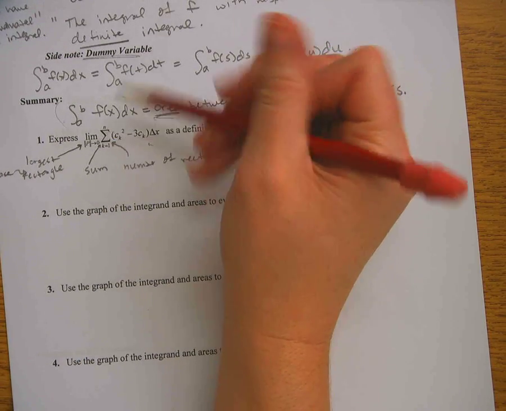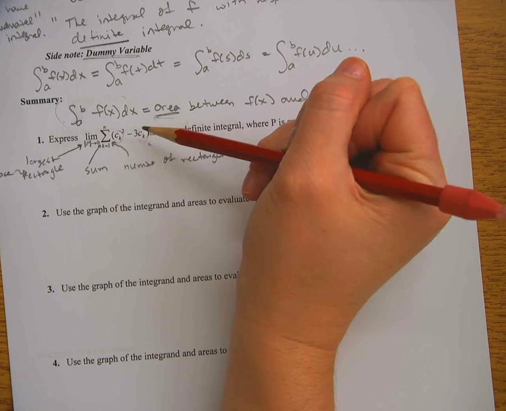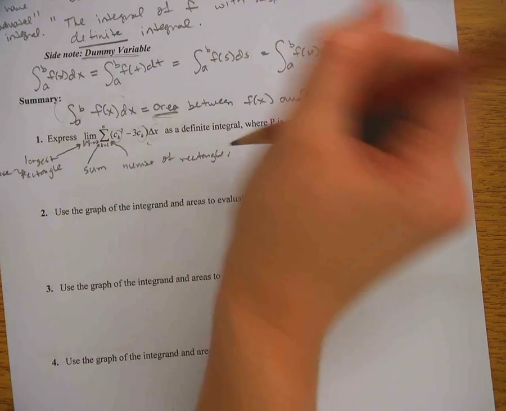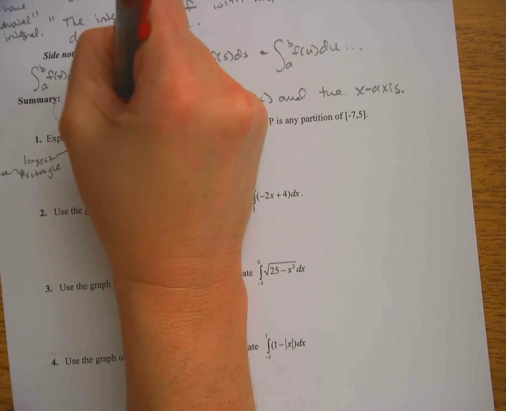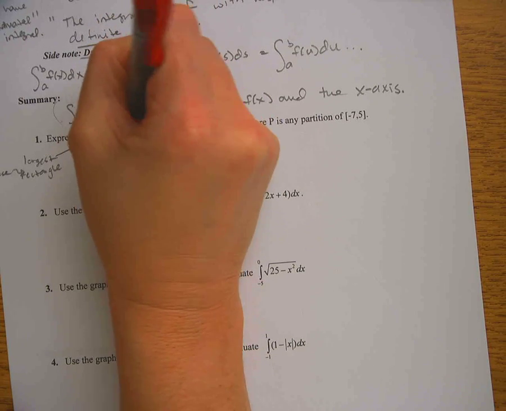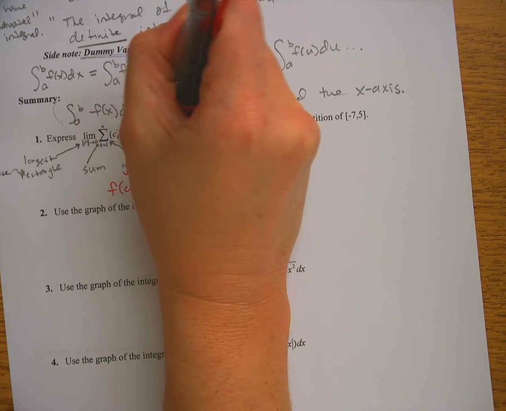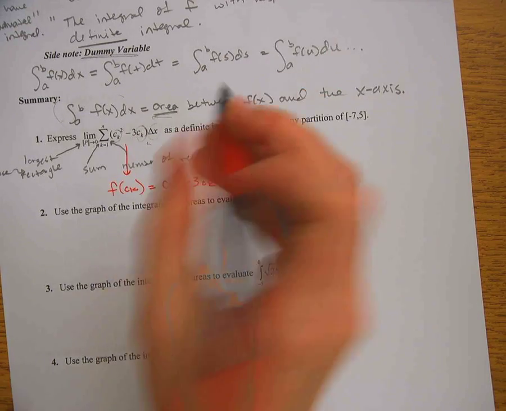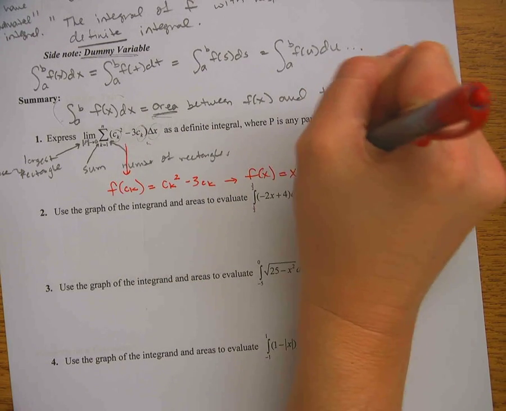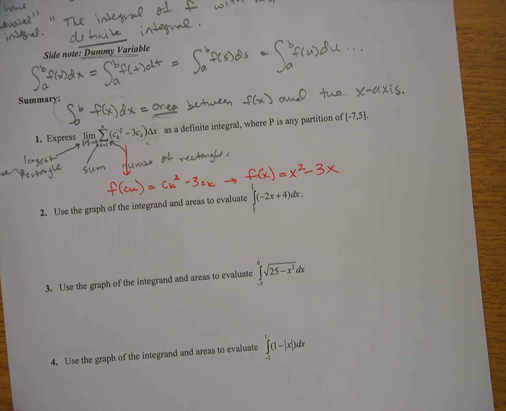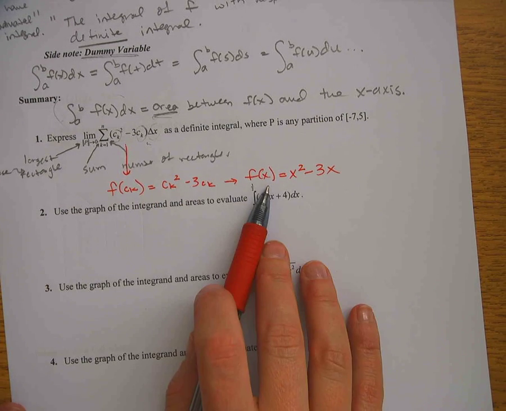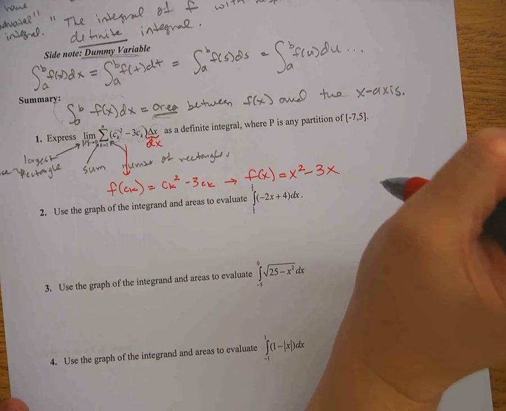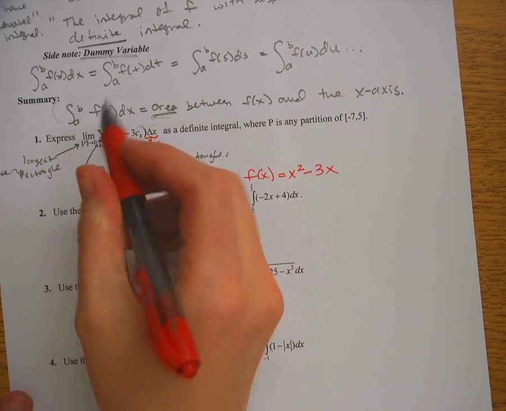That means an integral. The ck is an x value. The delta x is the same as dx. So I can see that this f of ck is ck squared minus 3ck. So if I want to translate that into f of x, then I would have x squared minus 3x. So that f of ck now becomes f of x. This delta x is going to become dx when I put it into the integral form. And that's all that this means.